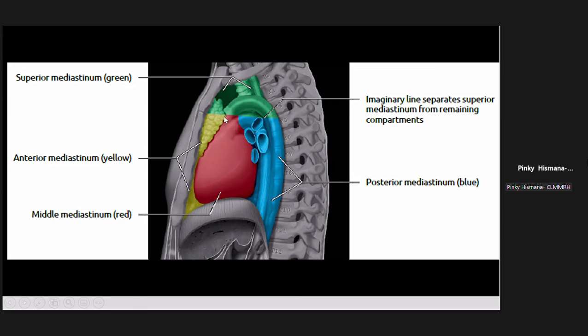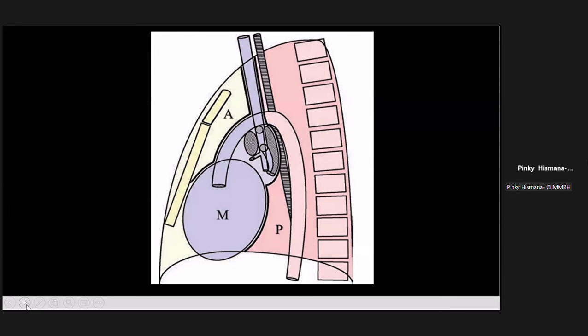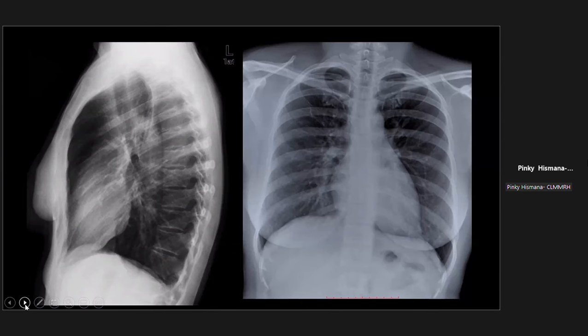Then at the level of T4 and above, you usually have what we call the superior mediastinum. So your aortic knob and part of the thymus in the pediatric group and your upper trachea would belong to your superior mediastinum. So repeat, you have 4 compartments when we talk about mediastinum. This is just another diagram of your anterior, middle, and posterior mediastinum. Usually, your posterior mediastinum would also include your spine or vertebral bodies.